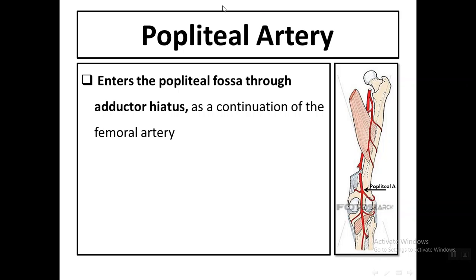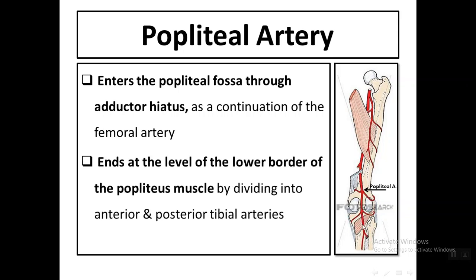First, we will study the popliteal artery. Here we can see a posterior view of the knee joint and thigh. The popliteal artery enters the popliteal fossa through the adductor hiatus as a continuation of the femoral artery. It ends at the level of the lower border of the popliteus muscle, which is why we said this muscle is important, by dividing into the anterior and posterior tibial arteries.